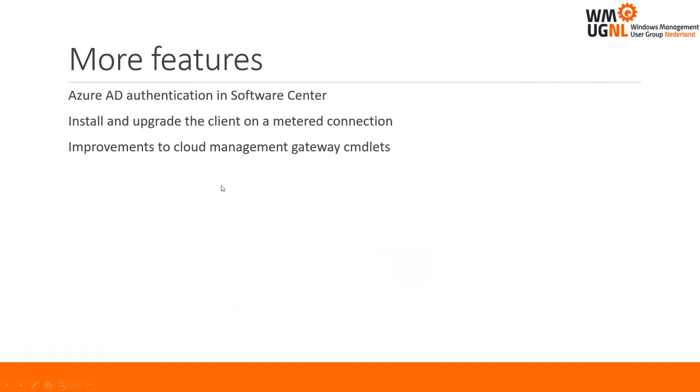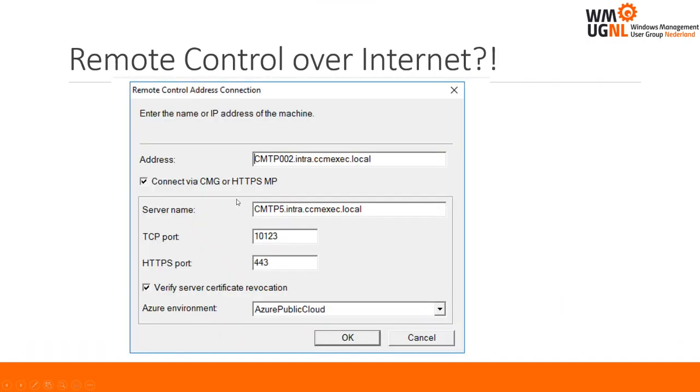We can also select to install and upgrade clients even after a metered connection. So we can actually force that by a variable to the client as well. And there are great improvements to cloud management gateway cmdlets as well. It's hard for me to show now as I already have mine, but basically you can set up a CMG just by using the cmdlets now, which is also great in these times, as we need it more, right? So more and more things are moving to CMG. And as we always said, CMG is not only for managing internet clients, it's for the future, right?